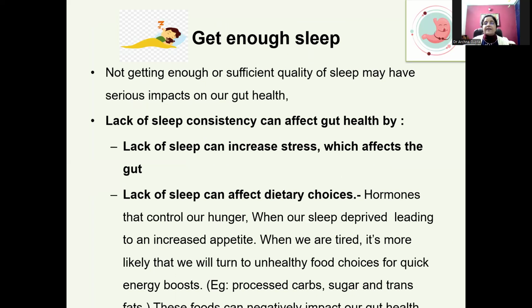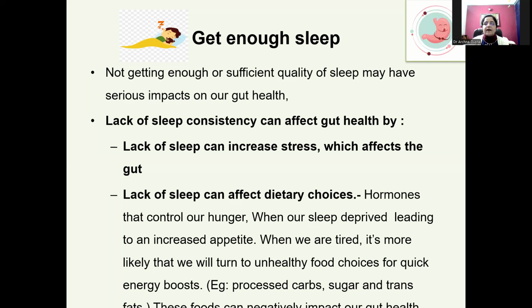Get enough sleep, that is also very much important. As I said earlier, not getting enough or sufficient quality of sleep may have serious impacts on our gut health. Lack of sleep consistency can affect gut health, as lack of sleep can increase stress, which affects the gut.